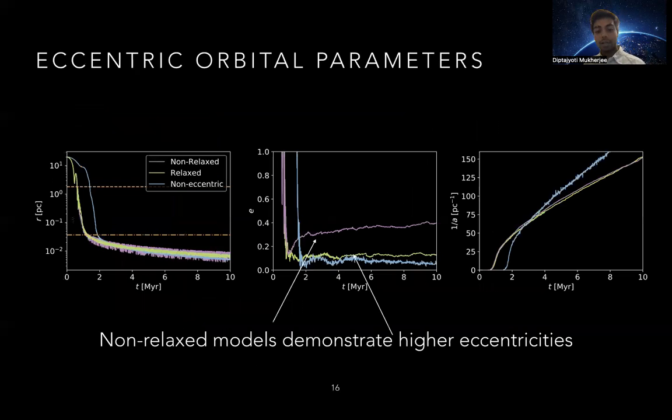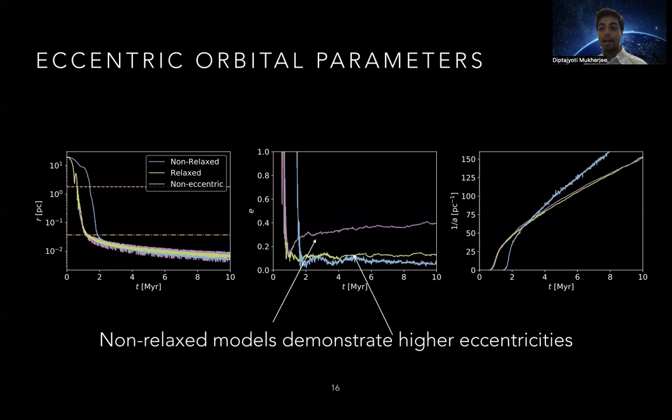Now, not only are we interested in the evolution of the inverse semi-major axis, we are also interested in the evolution of the eccentricity because we know both of those play a role in determining the gravitational wave timescales. So here we have an eccentric model, and we have compared how the eccentricity evolves between non-relaxed and relaxed models. We find that non-relaxed models demonstrate higher eccentricities.